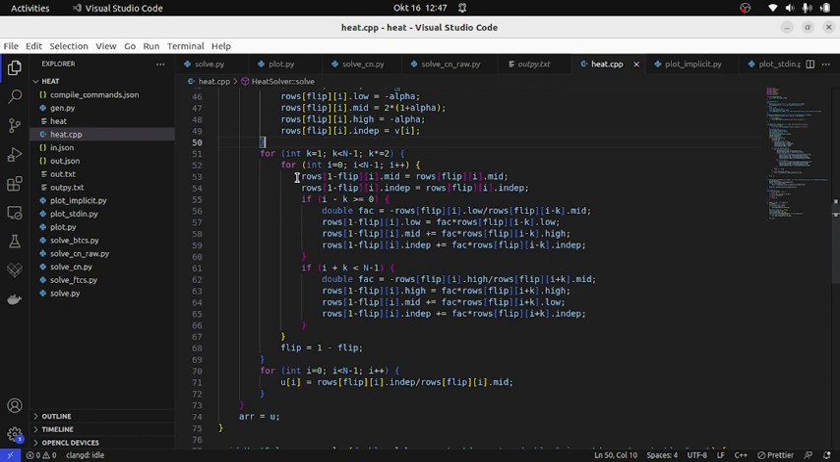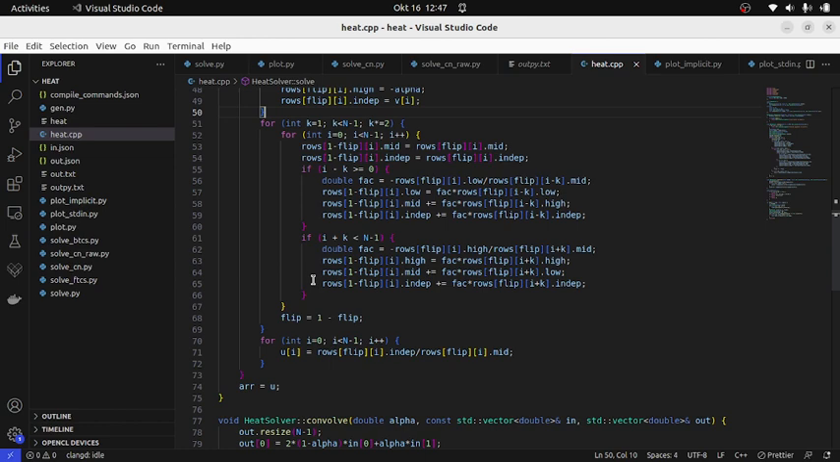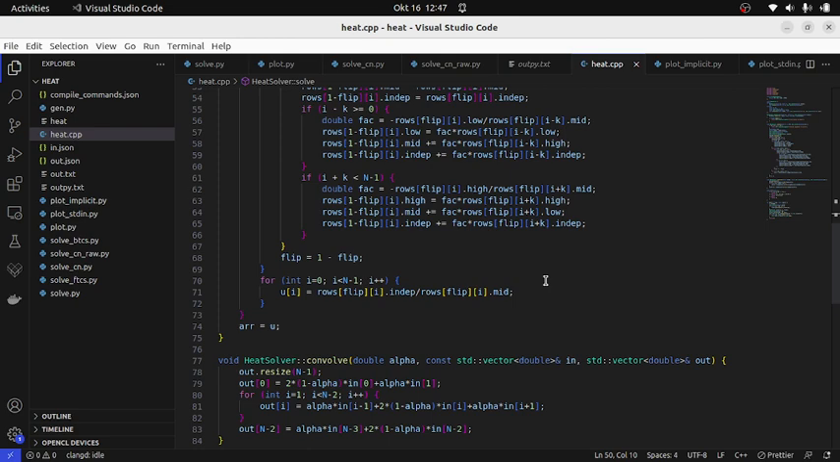And then we set the mid value to the old mid, the independent value to the old independent, and then we see if it makes sense to look at the i minus k value. We compute the factors and update everything, and the same thing for i plus k, and at the end I reverse the role of flip, right? And then when k eventually becomes larger than n, we have a diagonal matrix, and we just solve the system by dividing everything, and then we set it as the answer, alright?